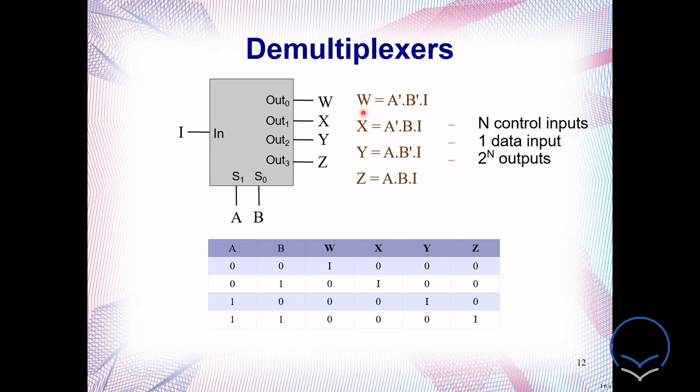Then if you write the equation, W equals A prime B prime into I. For X it becomes A prime B into I. For Y it becomes A B prime into I. For Z it becomes A B into I. Control into input.